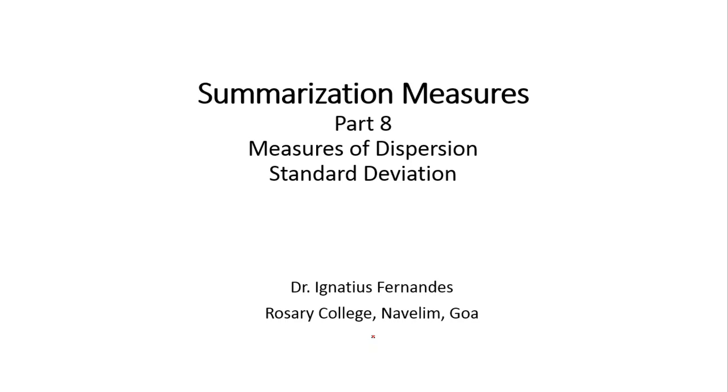Welcome back to module 8 of this unit 2, summarization measures, and we will be talking about standard deviation as one of the measures of dispersion in this module. To recollect, we have talked about range, quartile deviation and mean deviation as the measures of dispersion in the previous modules, and in each case, depending on ungrouped or grouped data, we have talked about how to compute each of these measures of dispersion.